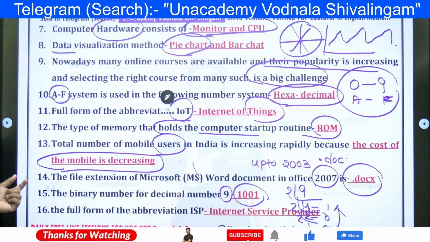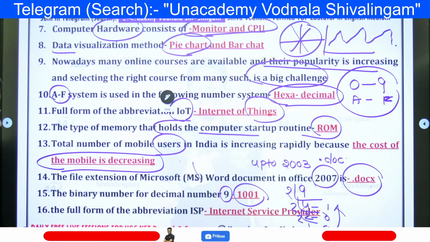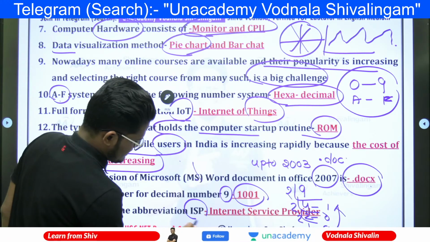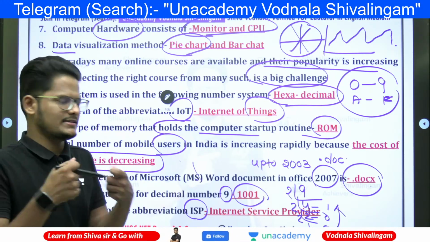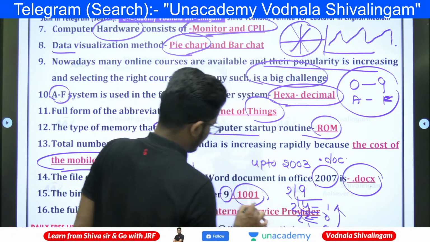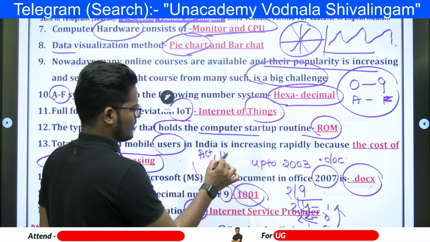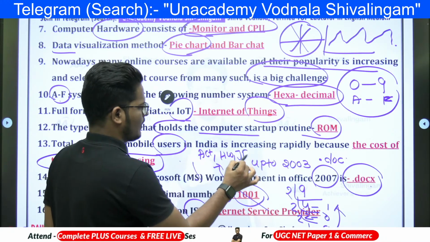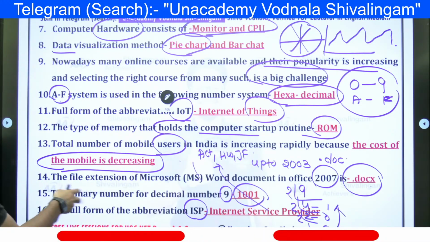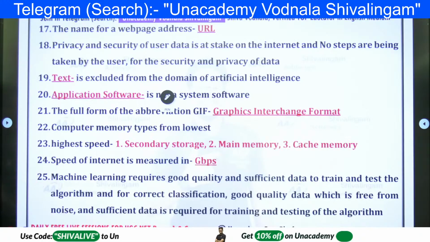Next, the full form of the abbreviation ISP is Internet Service Provider. Who is providing a service is called as an Internet Service Provider. The best examples are ACT Fibernet, Hathway, Jio Fiber. All these are examples of ISPs, who are Internet Service Providers.